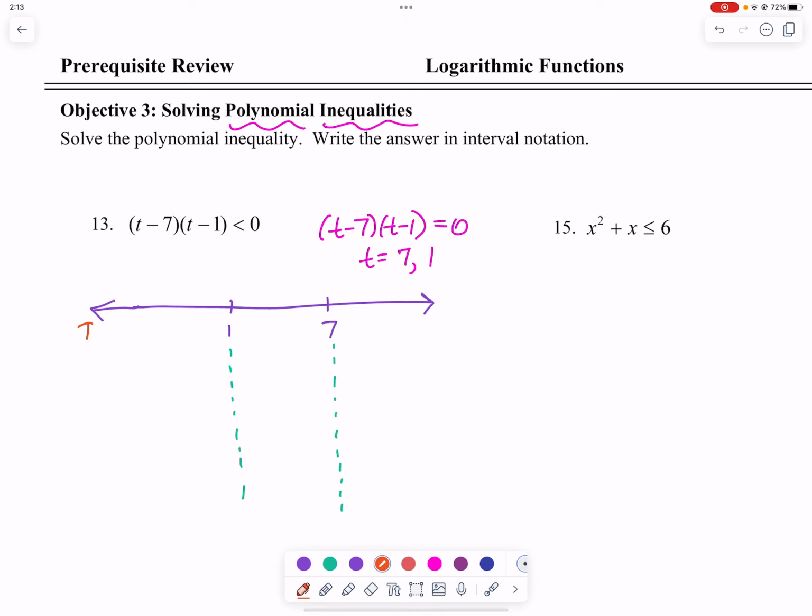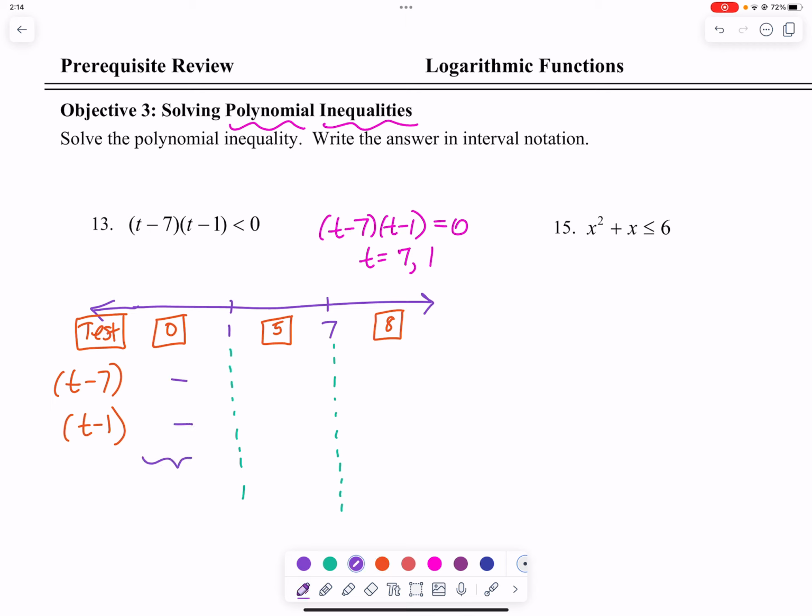And then we will write test and find values. We'll put an 8 there. How about a 5 here? And we love to use our 0 when we can. We will write our factors, t - 7, t - 1. We will go ahead and plug 0 into both of those, 5 into both of those, and 8 into both of those factors. Positive, negative, positive.